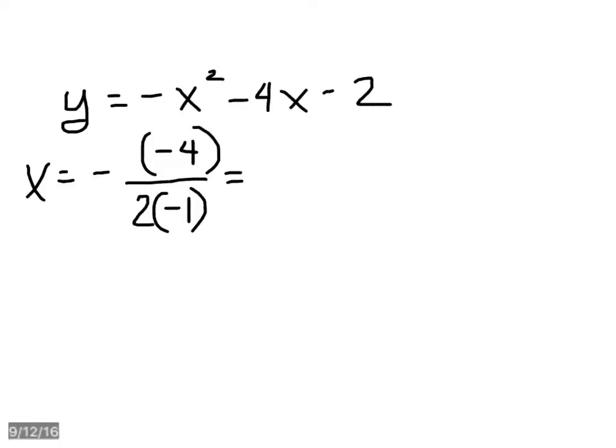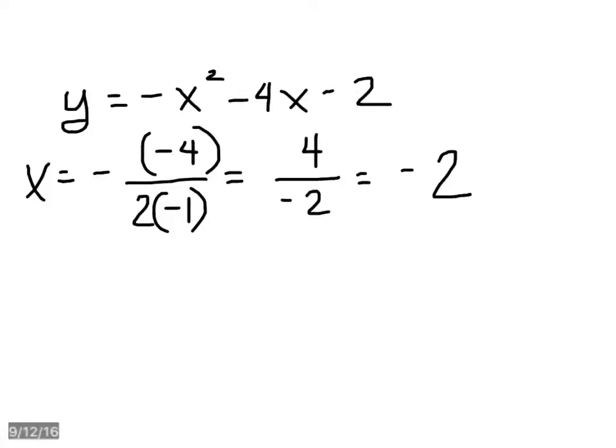On the top, what do two negatives make? Positive. On the bottom, what's 2 times negative 1? Negative 2. What's 4 divided by negative 2? Negative 2. Okay? Right now, we know that negative 2 is the x. By the way, that's going to help us for the increasing and decreasing parts.